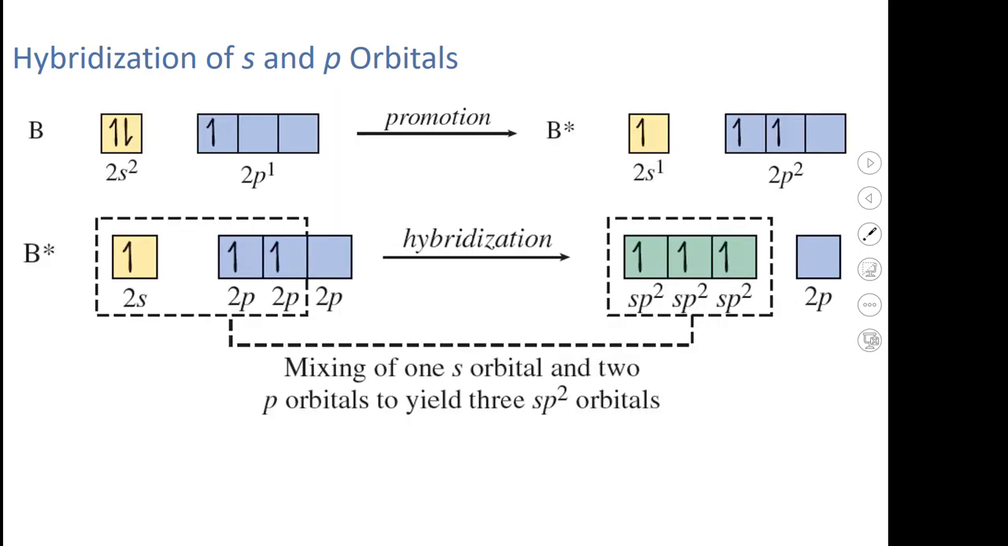Let's go another one bigger. Let's go on to boron. Boron, we know, likes to make 3 bonds, but if I look at boron normally, it looks like it can only make 1 bond according to valence bond theory.